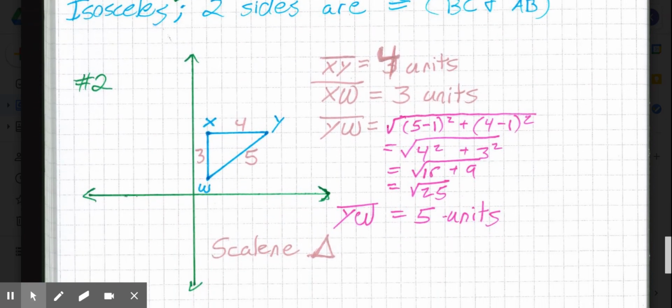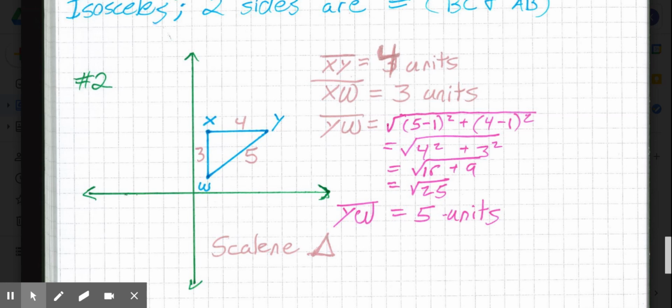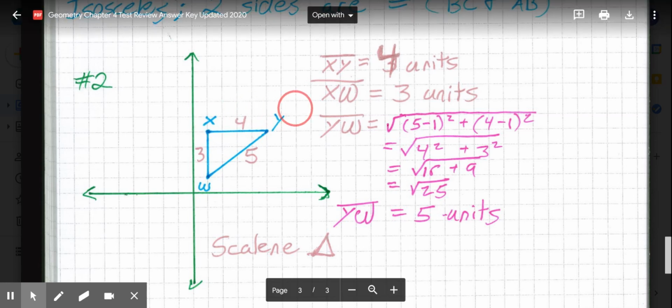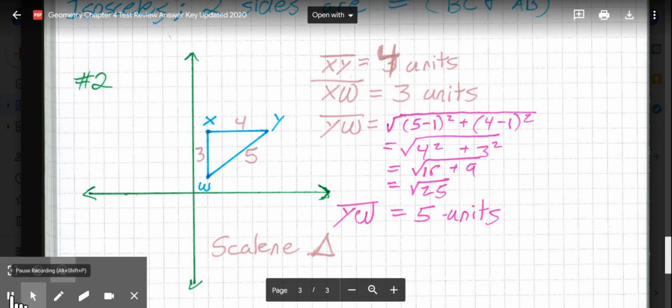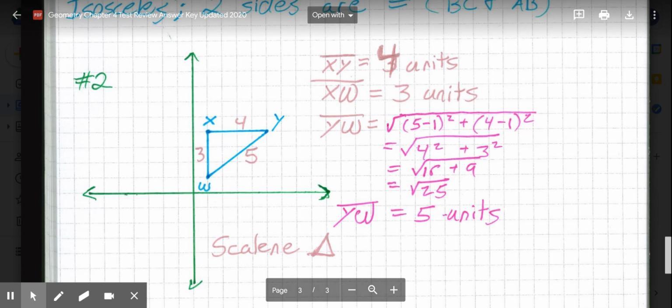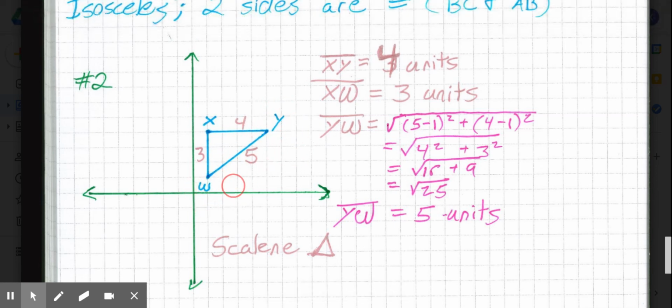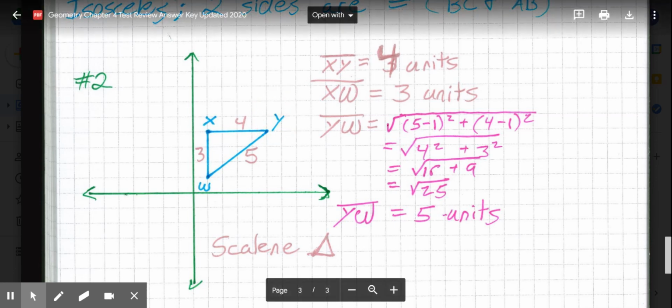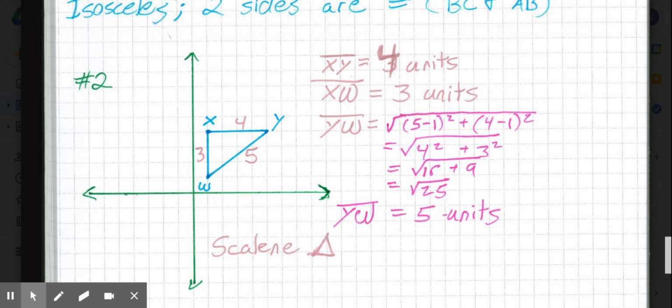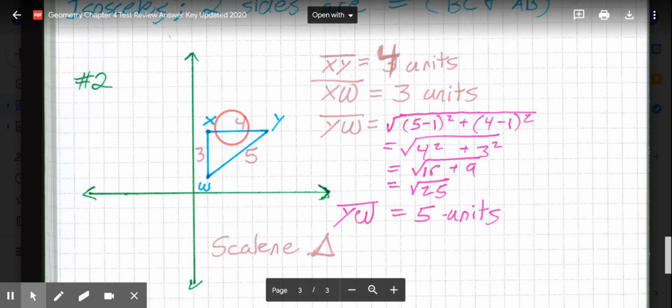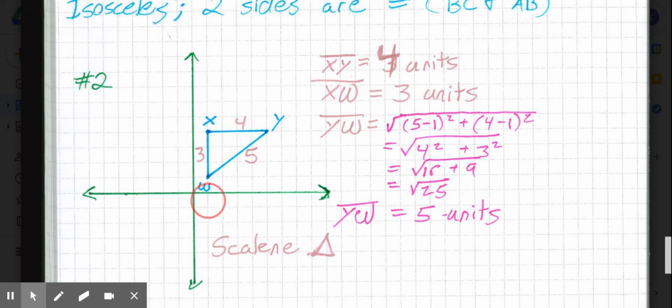Then in number 2, again, plotting triangle XYW. And once it's plotted, we can see that segment XY is 4 units, XW is 3 units, and we just need to figure out the length of YW or WY. So again, we're going to use the 2 points W and Y to get our X and Y coordinates. Put those into the distance formula. We end up with the square root of 25, which is 5 units. So in this case, all 3 sides are different lengths, making it a scalene triangle.